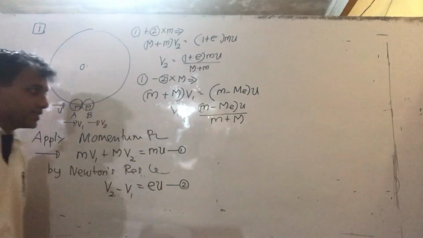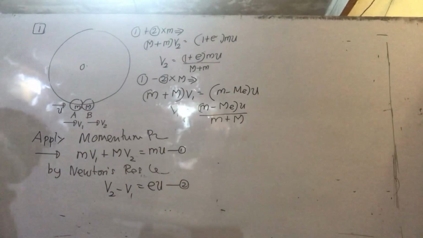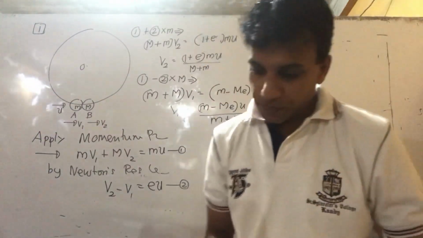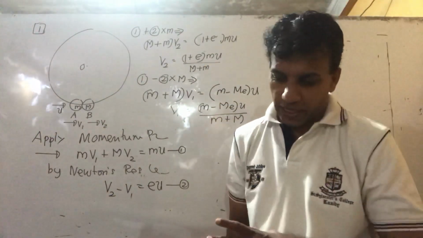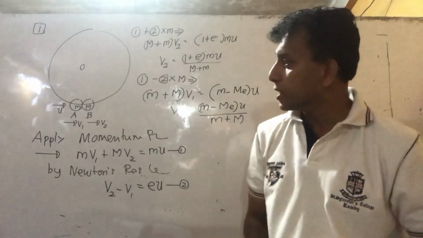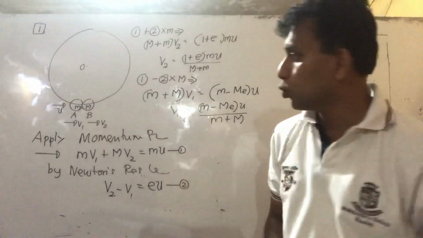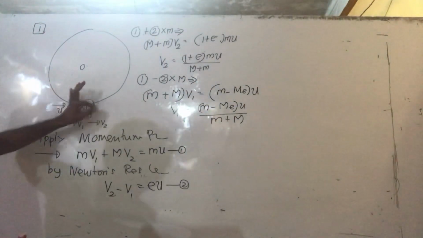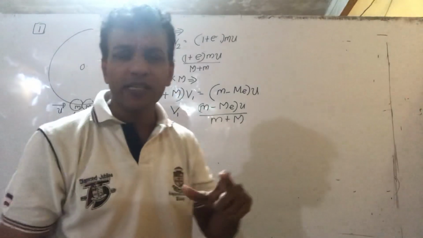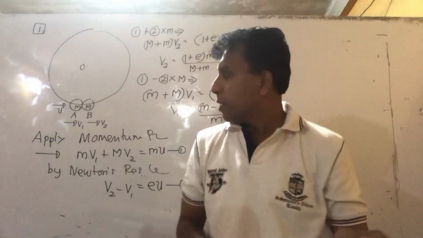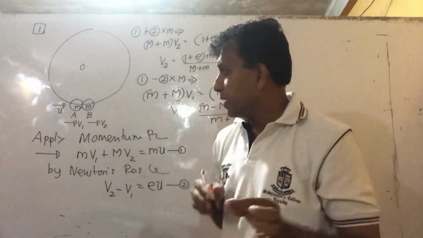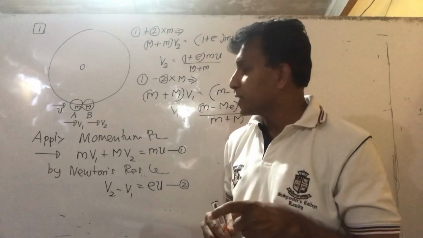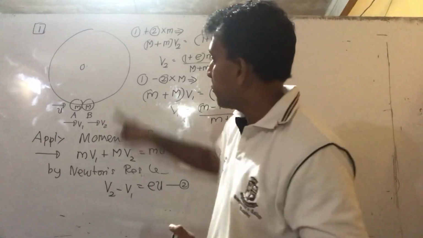I hope you completed this; check these answers. Now what they ask: after the collision, find the speeds. If A moved a distance of pi a by 2 after the first collision, what does that mean? The complete circle is 2 pi a, and pi a by 2 is a quarter of the circumference, somewhere here.